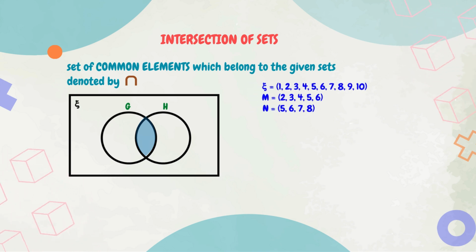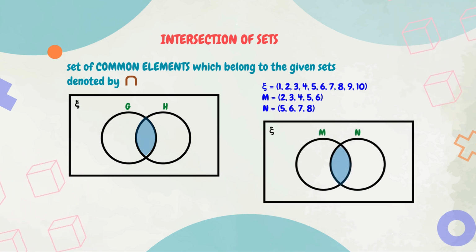For example, given that the universal set has elements 1 to 10, set M has elements 2, 3, 4, 5, and 6, and set N has elements 5, 6, 7, and 8. Show the sets in a Venn diagram and find the intersection of set M and N. First, the universal set. Elements 5 and 6 are members of both sets. So the two sets have to intersect with elements 5 and 6 shared by both sets. Then set M takes up its remaining elements 2, 3, and 4. Also set N takes up its remaining elements 7 and 8.